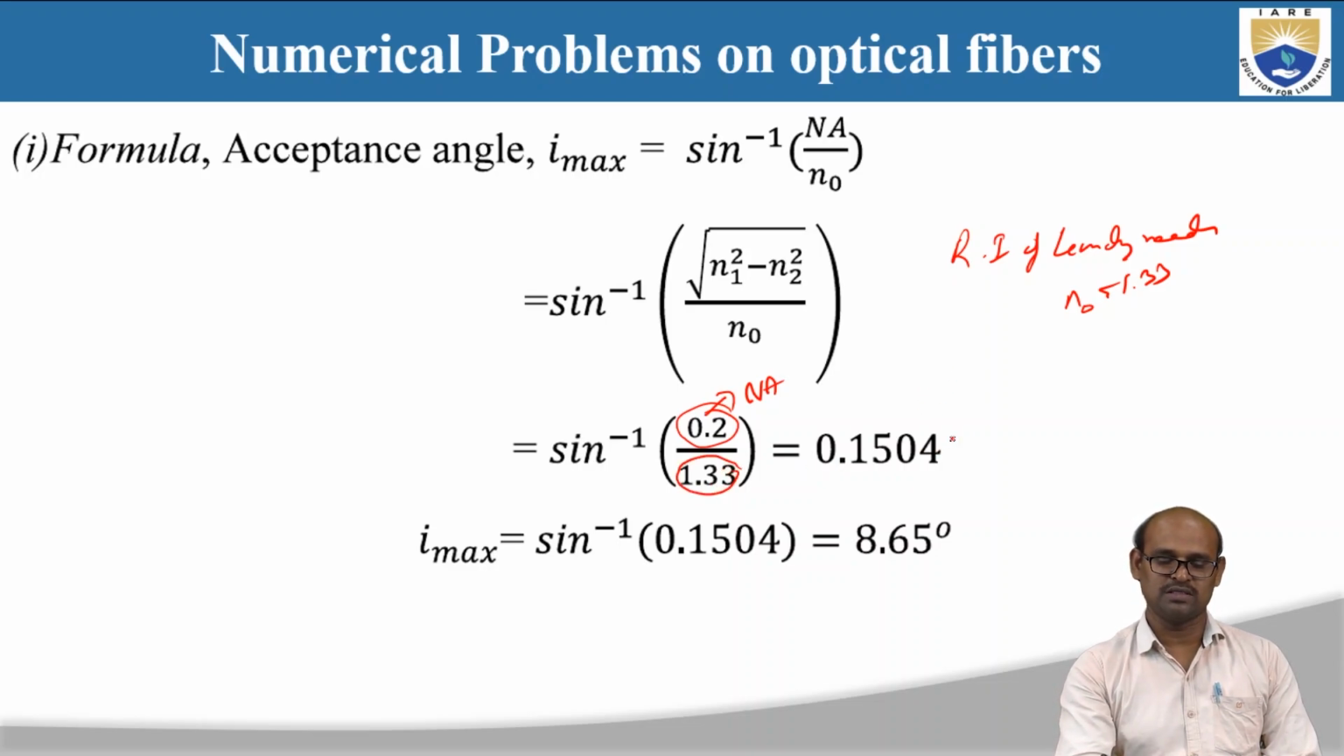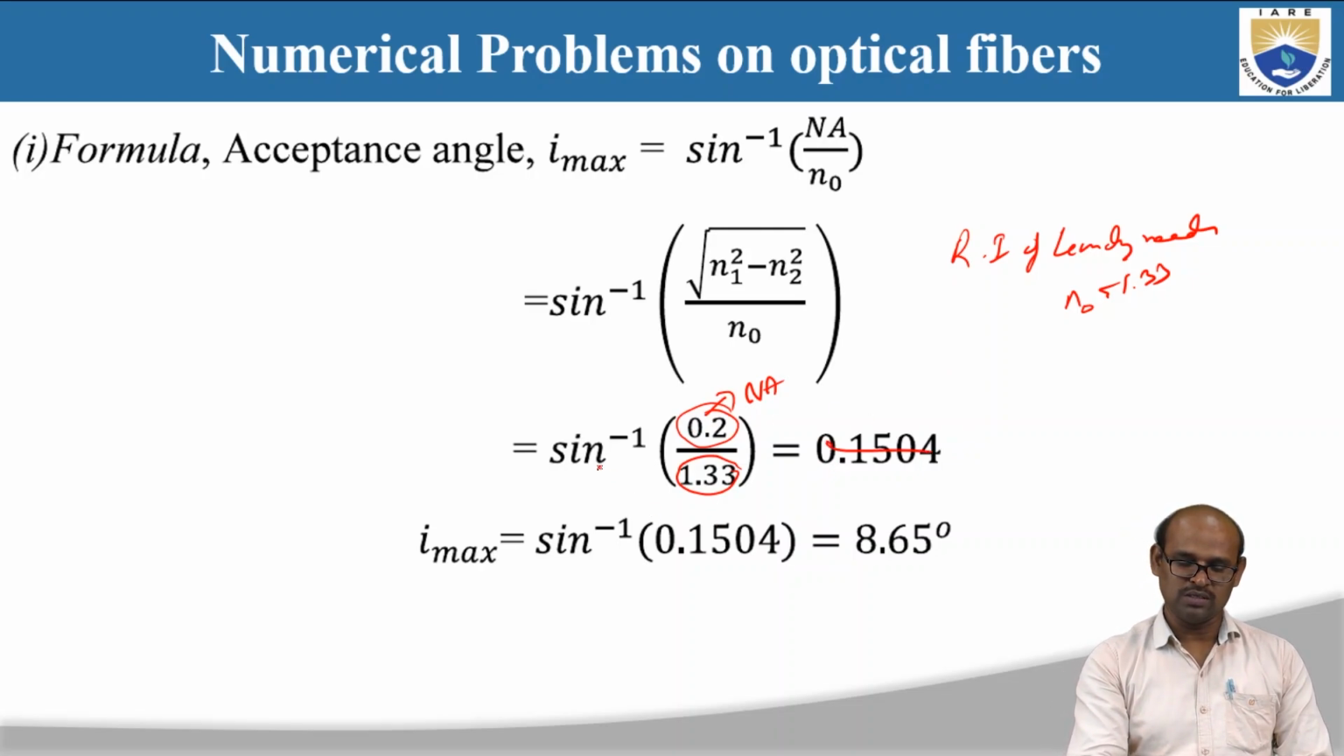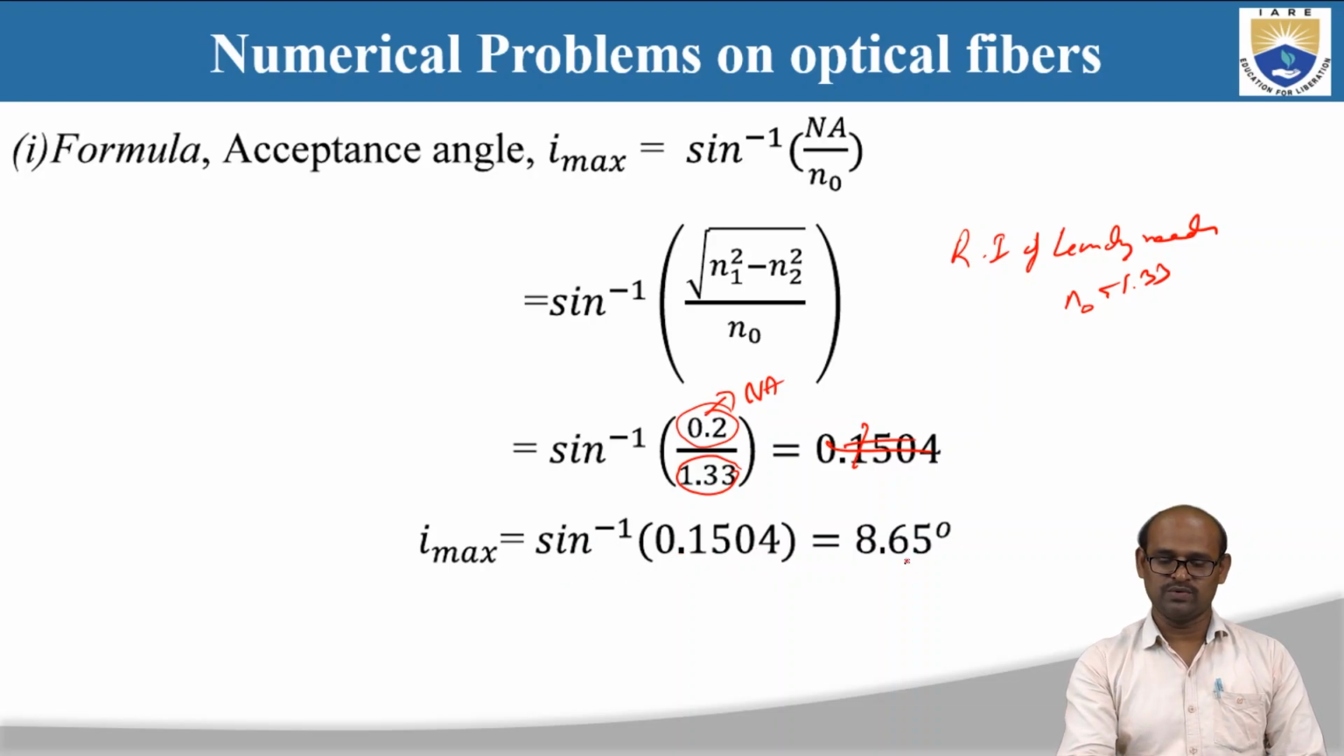So when you substitute all these values, you get sine inverse of 0.1504. So sine inverse of this value is 8.65 degrees. Okay, so this is the acceptance angle of the fiber.